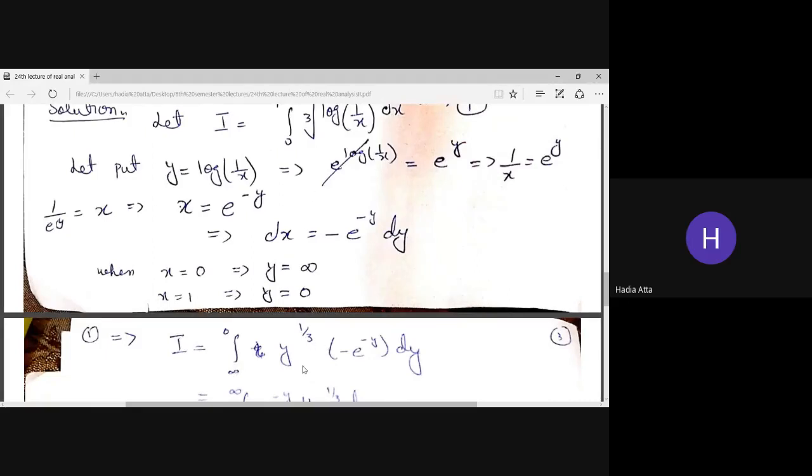This 1 by 3 is for that root. And here we have dx equal to minus e raised to the power minus y dy. This is your new integral, and take the minus common over here. If we take the minus out, there is a rule in a definite integral for swapping the places of the limits of integration. So your new limits will be 0 to infinity, and the function will be the same, that is, e raised to the power minus y, y raised to the power 1 by 3 dy.